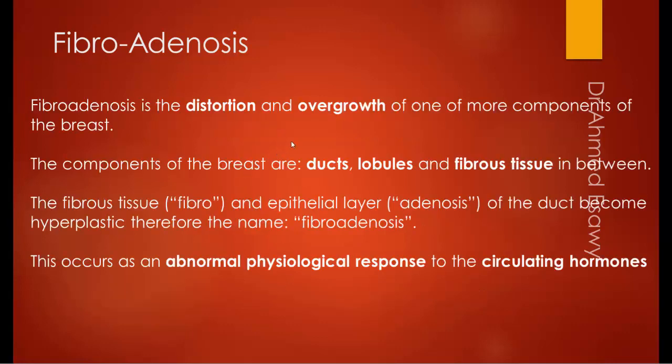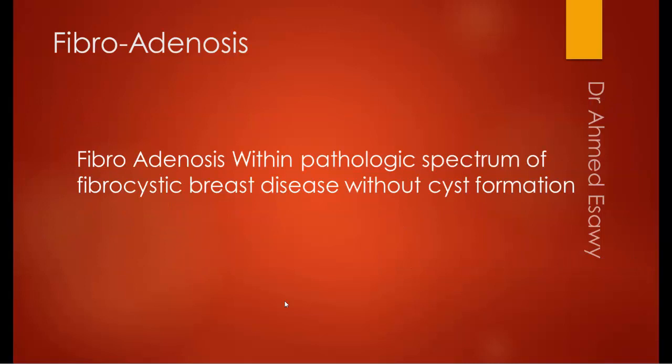Fibroadenosis is the distortion and overgrowth of one or more components of the breast. The components of the breast are ducts, lobules, and fibrous tissue in between. Fibrous tissue gives the fibro, and the epithelial layer of the ducts becomes hyperplastic, the adenosis. Therefore, we have the name fibroadenosis. This occurs as an abnormal physiological response to circulating hormones. It lies within the pathologic spectrum of fibrocystic breast disease without cyst formation.